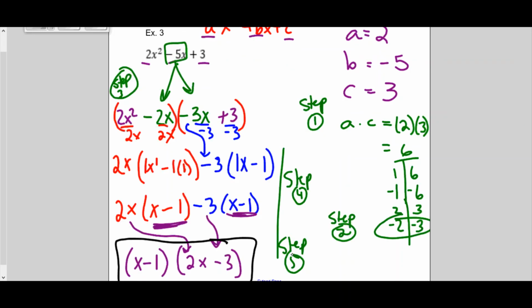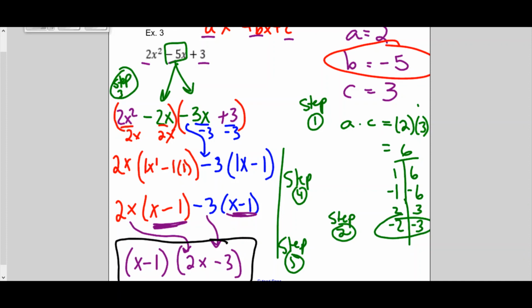So hopefully you gave this one a try. When you do this, your a times c, so starting over here, 2 times 3 is 6. So the way that you could get positive 6 is if you do 1 times 6 or negative 1 times negative 6. Those both get you positive 6. Or you could do 2 times 3 or negative 2 times negative 3. But we needed to add up to negative 5. So the only one in that list that adds up to negative 5 is the negative 2 and the negative 3. So this is how I split up negative 5.